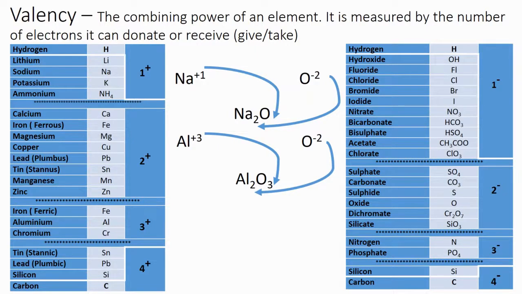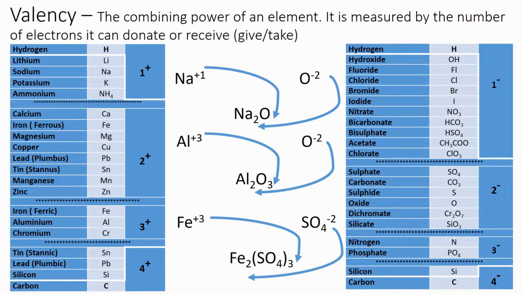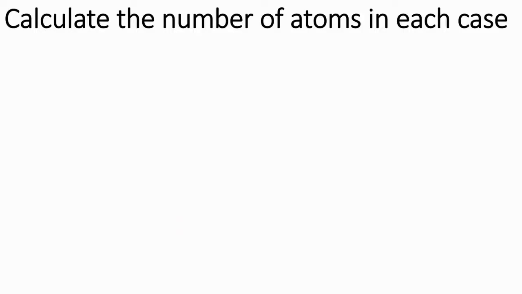Another example, let us take ferric sulfate, Fe2(SO4)3. The 2 comes from the sulfate and the 3 comes from the ferric. We put it in brackets because it goes for sulfur and oxygen.